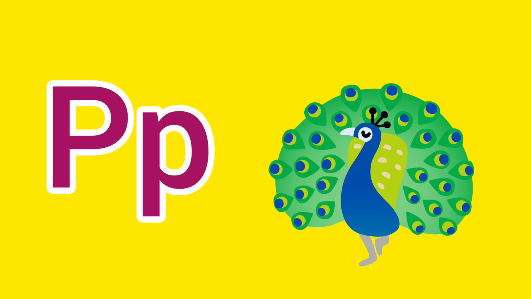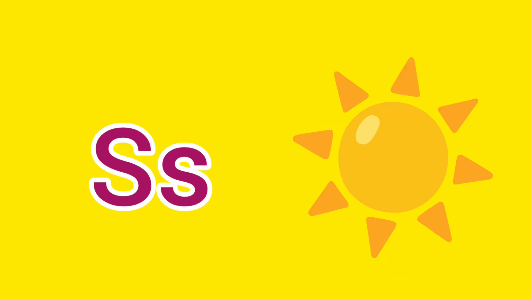P says peacock. Peacock. Peacock. Q says question mark. Question mark. R says rose. Rose. S says sun. Sun.